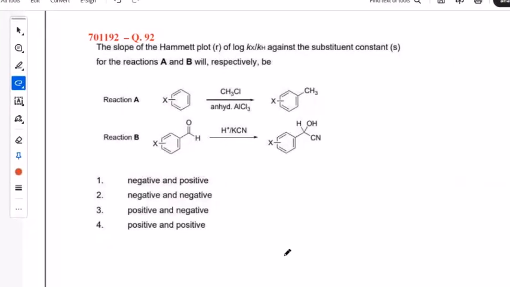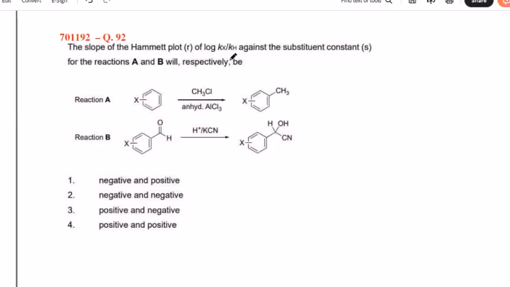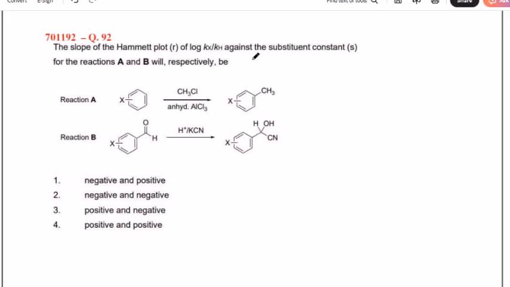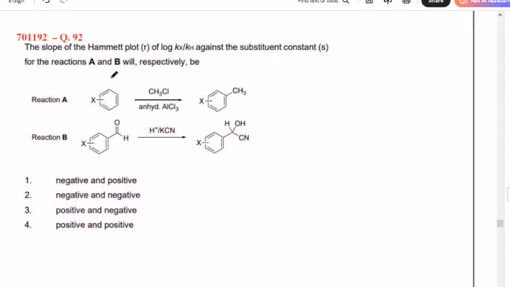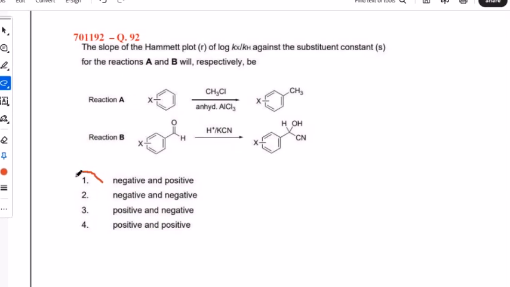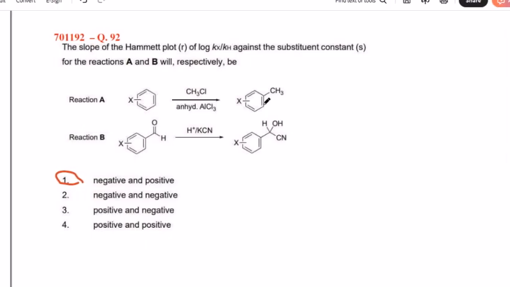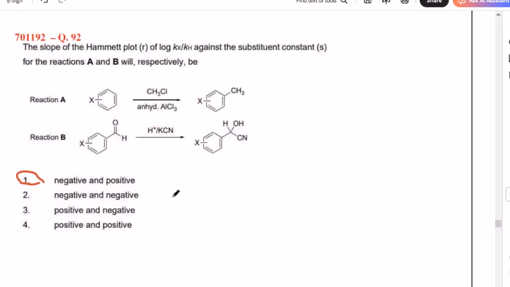Next, question number 92. The slope of the Hammett plot of log kX by kH against the substituent constant sigma for the reactions A and B will respectively be, yes, option number 1 is the correct option, friends. Negative and positive. This is negative and this is going to be positive, right? So option number 1 is the correct option, friends.